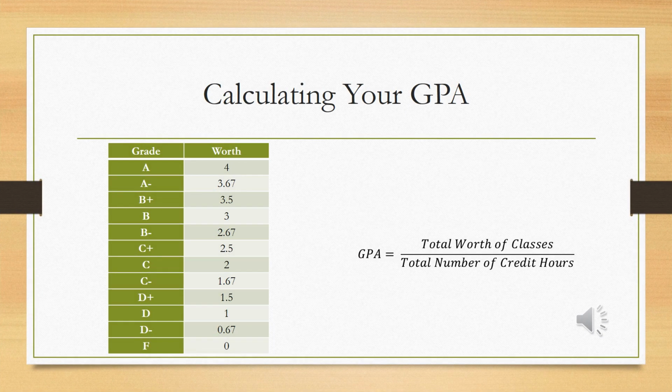The table on the left shows the worth a grade has based on a 4.0 scale. To calculate your GPA, you will need to find the total worth of your classes and divide by the total number of credit hours you are taking.